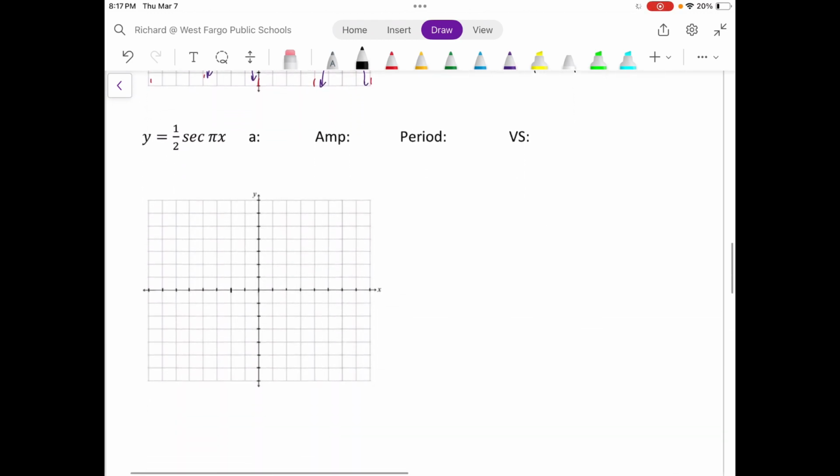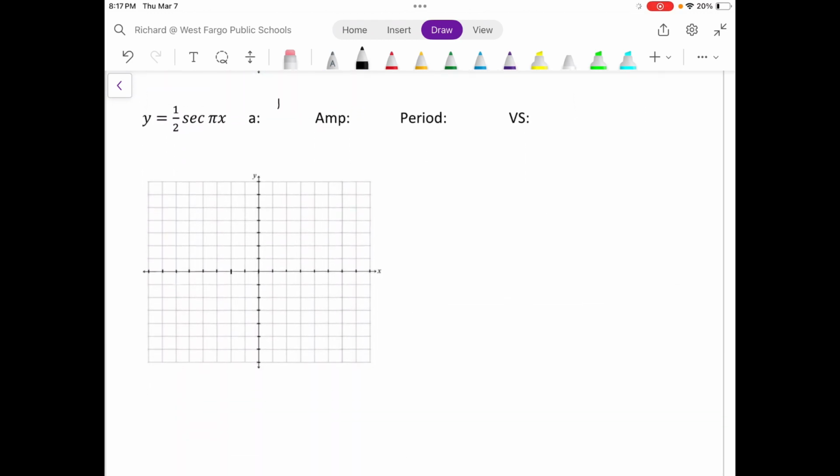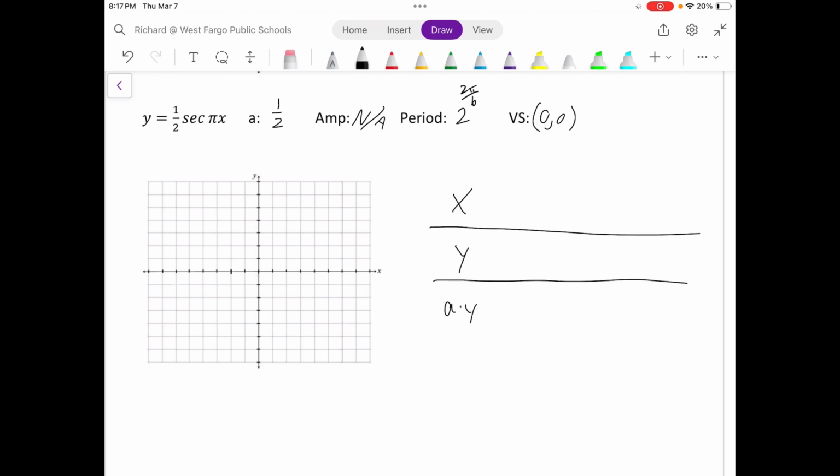Let's go on to our next problem. Our A is 1 over 2. Our amplitude does not exist because it's exclusive to sine and cosine, and we are on a secant problem. Our period, which is 2 pi over b, seeing as our b is pi, will just be 2. And our vertical shift, seeing as we don't have one, will be 0. We can now plot our chart. Our period is 2, so we know that our endpoint will be 2, and we can fill in the points from there.